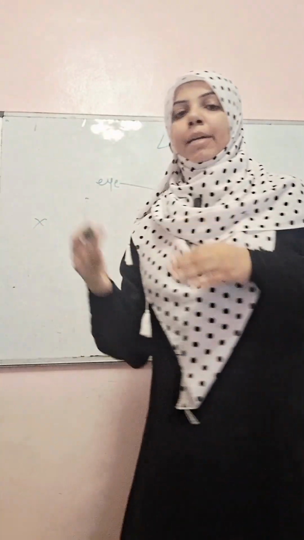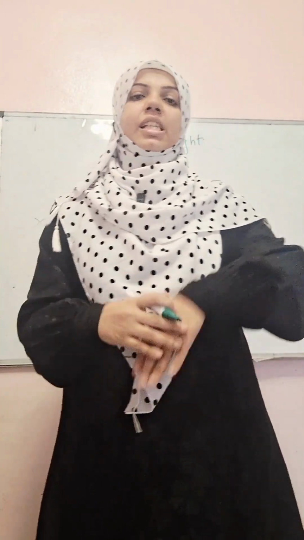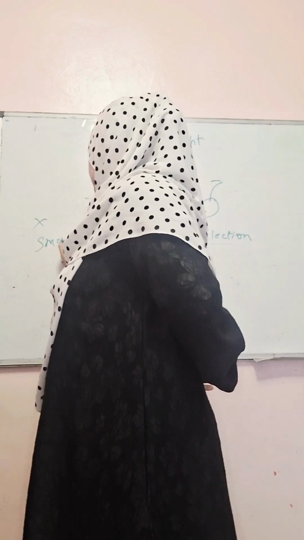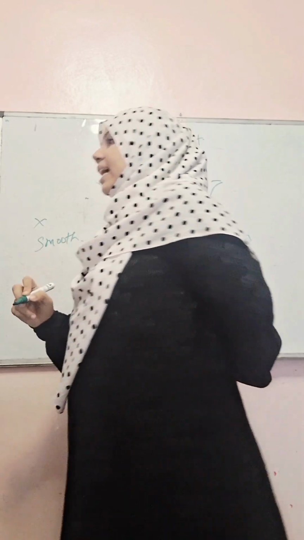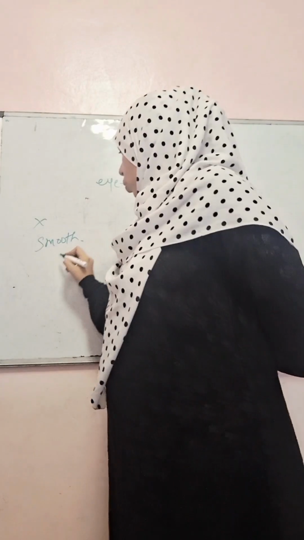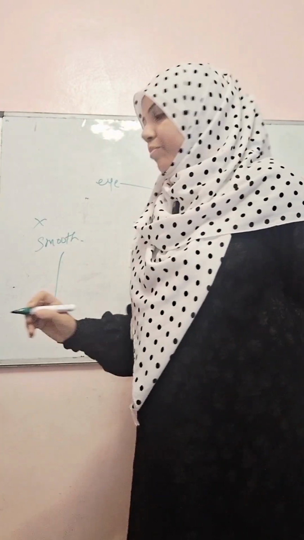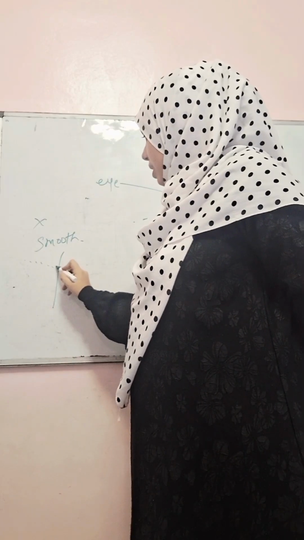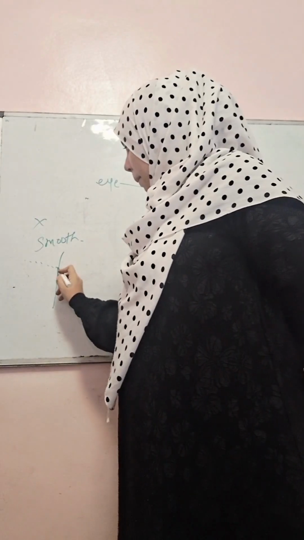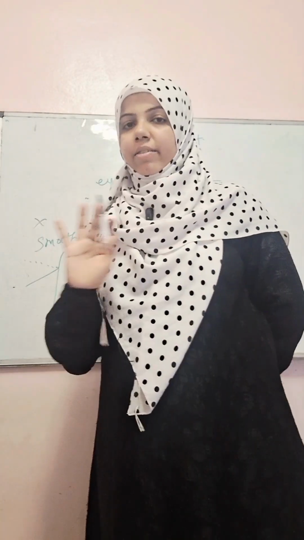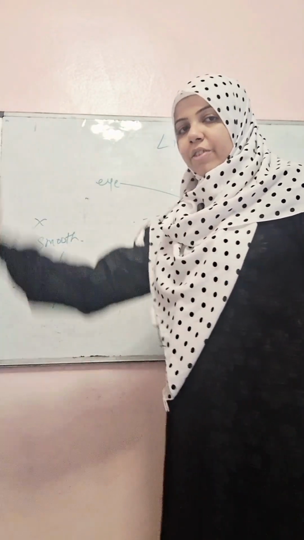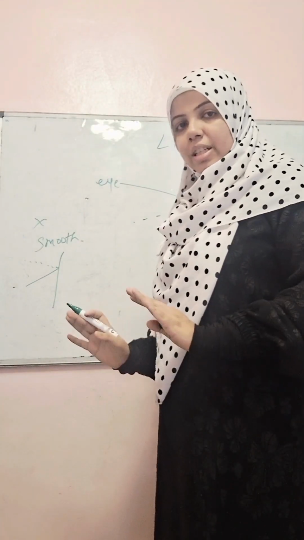Now, does light behave the same way on all surfaces? No. Light behaves differently on smooth surfaces and differently on rough surfaces. Smooth surface, example, mirror. So, if this is my mirror, light hits the mirror and bounces back. If I am standing in front of a mirror, I will see my exact reflection in the mirror.